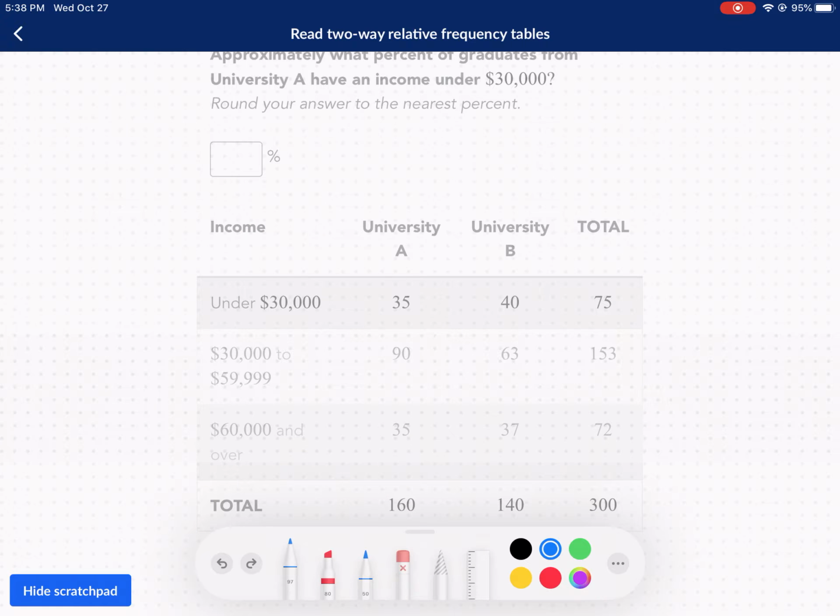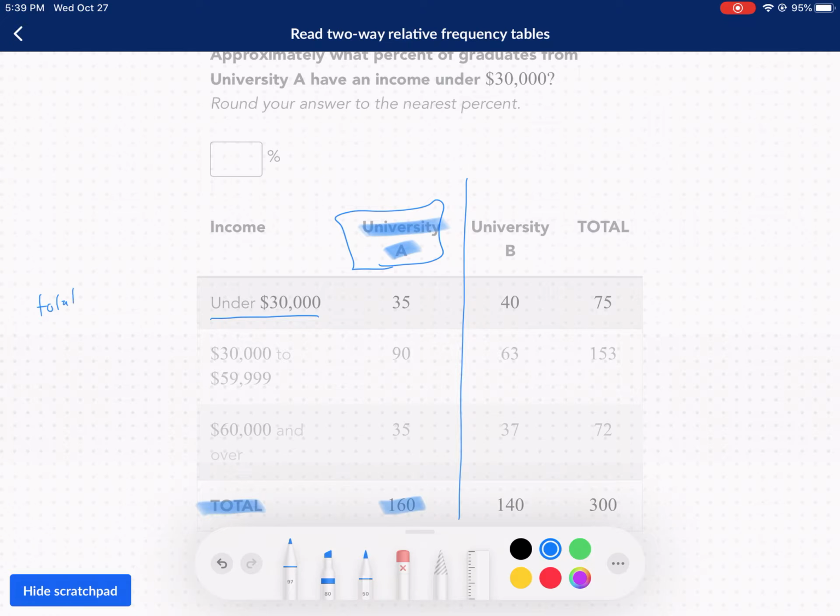But we're asked about University A only, okay? And we're looking for an income under 30,000. So it's asking what percent of graduates from University A, so we're only considering this one, have an income under 30,000. Well, it gives us the total number of students. So we're given that the total number of students from University A are 160. Okay, and the reason why I read that is I look here and I see total University A, so I know there's 160 total students.